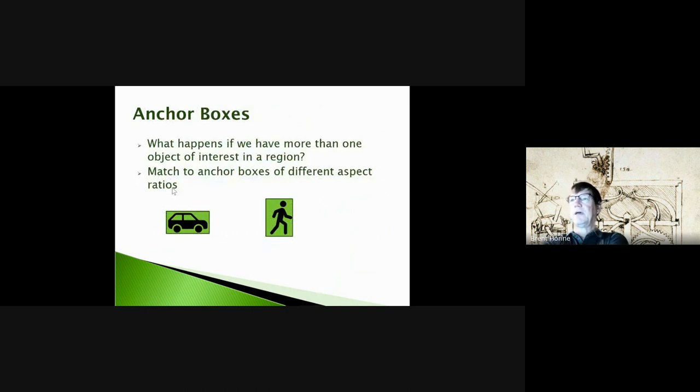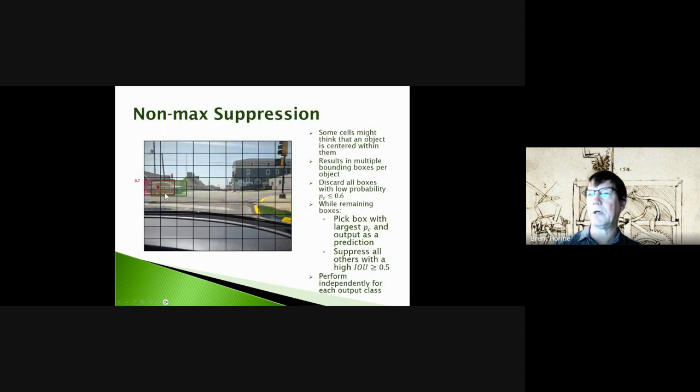What happens if we have more than one object of interest in a region, right? We go back here, and each of these regions is looking at, all right, is that a C1, C2, or C3? Well, that's a C1 in this case, right? But we've got a stoplight right there. Maybe it's seeing this pole here and knows that, well, that's kind of like a stoplight, right? So maybe in this cell, we've got a little bit of a truck and a little bit of a stoplight, right?